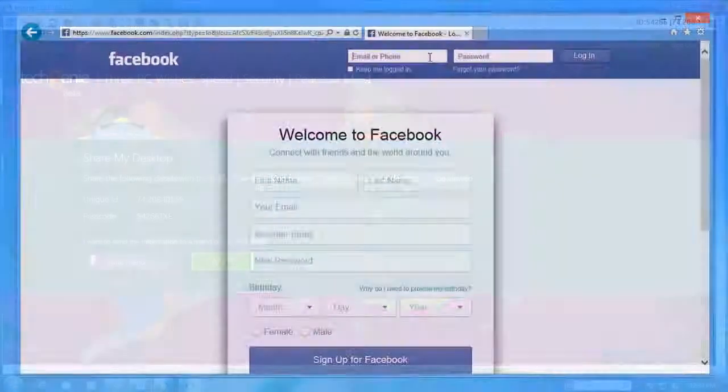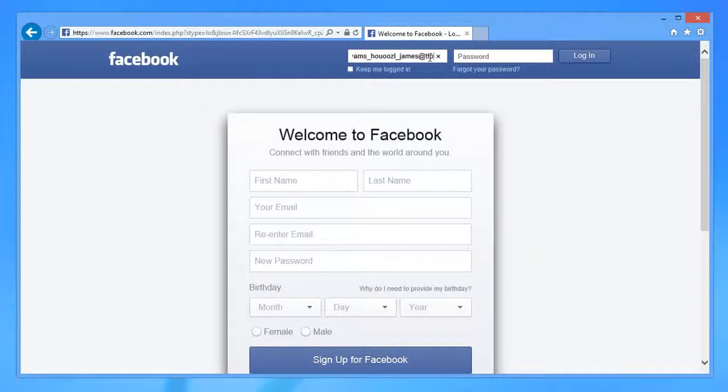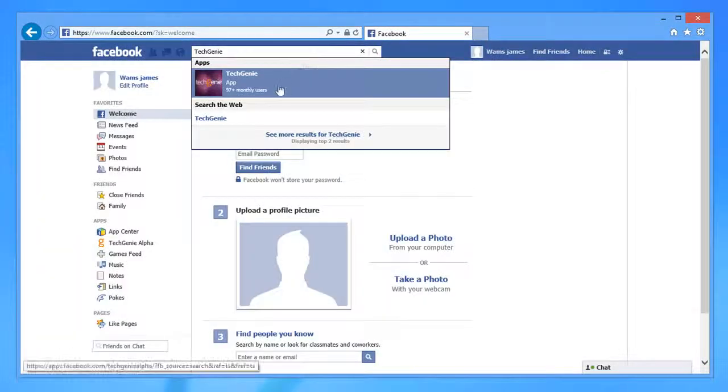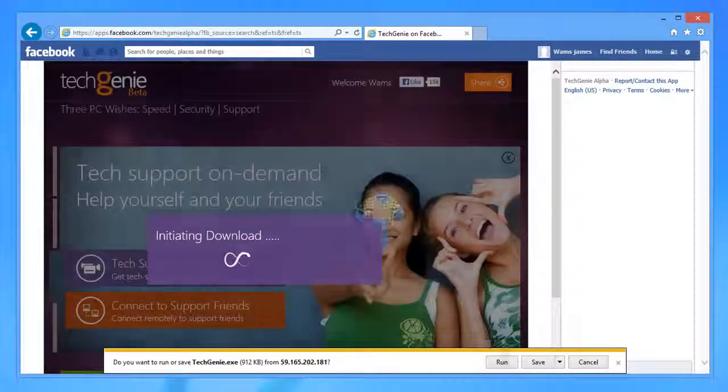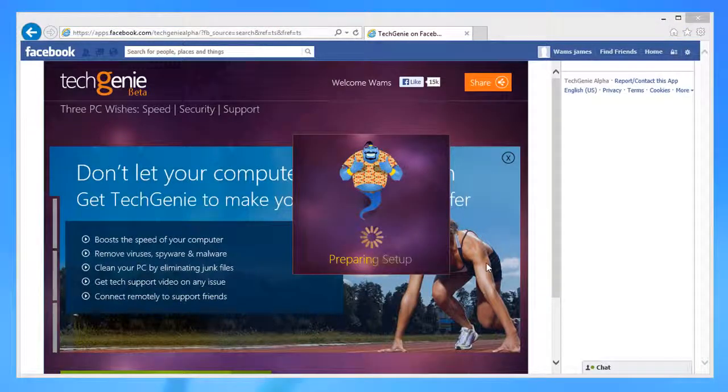Bingo! Just log in with your Facebook account and get TechGenie to solve your computer problems with its remote access feature of Share and Solve. Try it today!